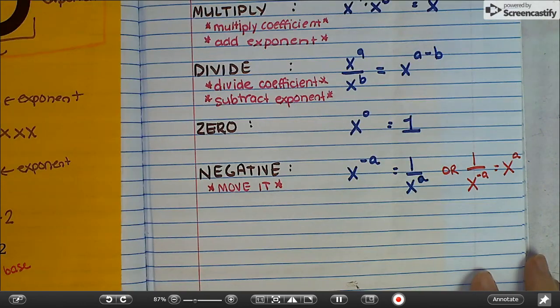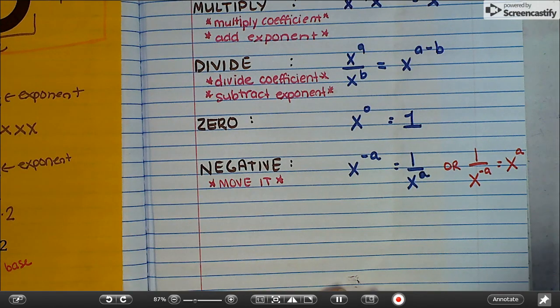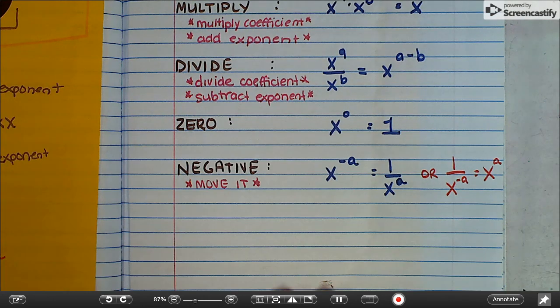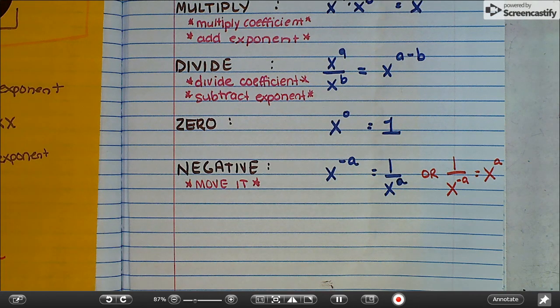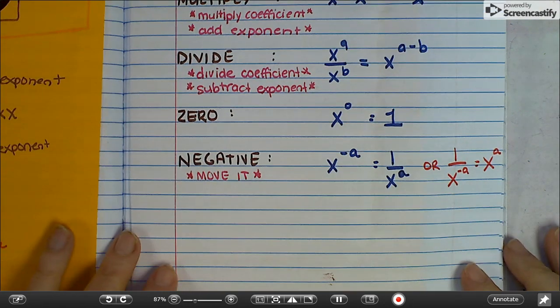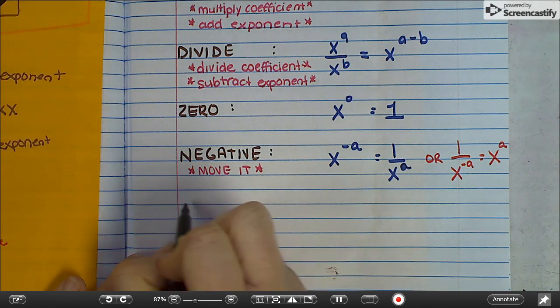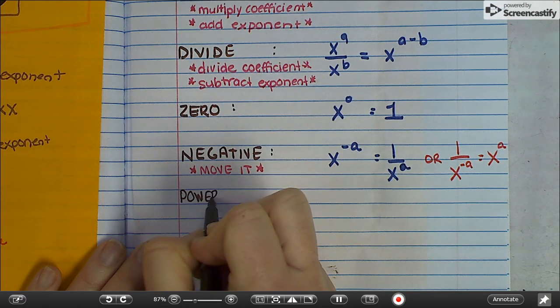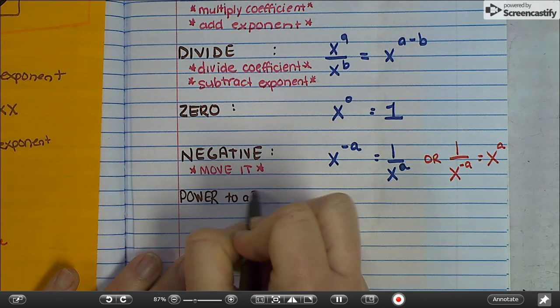There is one more property that we need to talk about, and if you don't have this part written down already and you're in my third block class or second block, you might need to write that down. But anyway, the last property is pretty important, actually. It's often called the power to a power property.